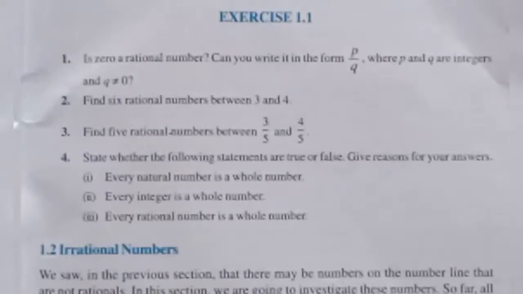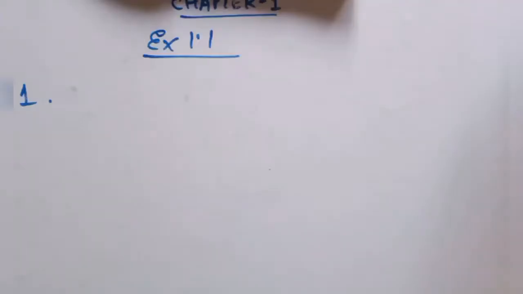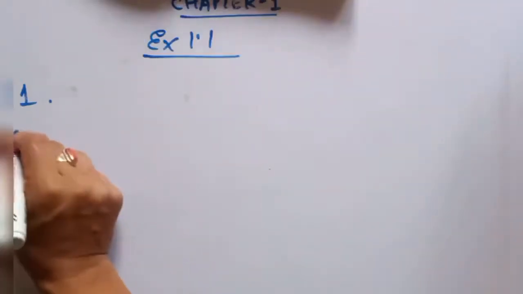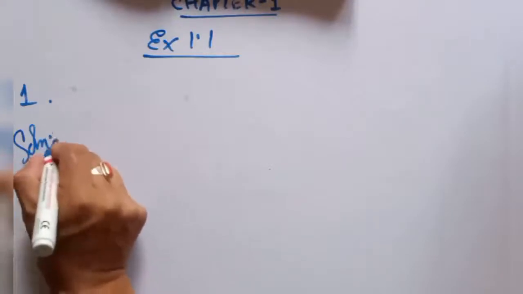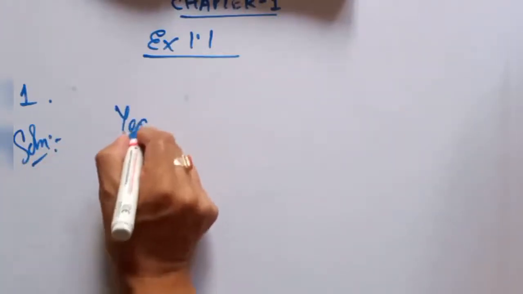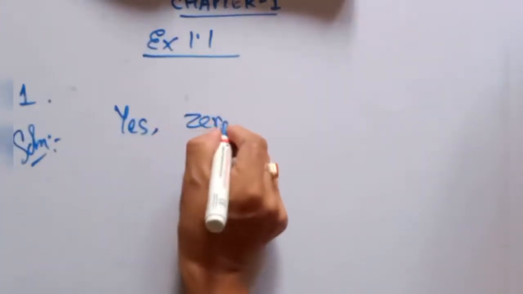Now, let us try to solve some of the questions from exercise 1.1. So, exercise 1.1, question number 1. Is 0 a rational number? Can you write it in the form p by q, where p and q are integers and q is not equal to 0? So the answer to question number 1 is yes, 0 is a rational number.